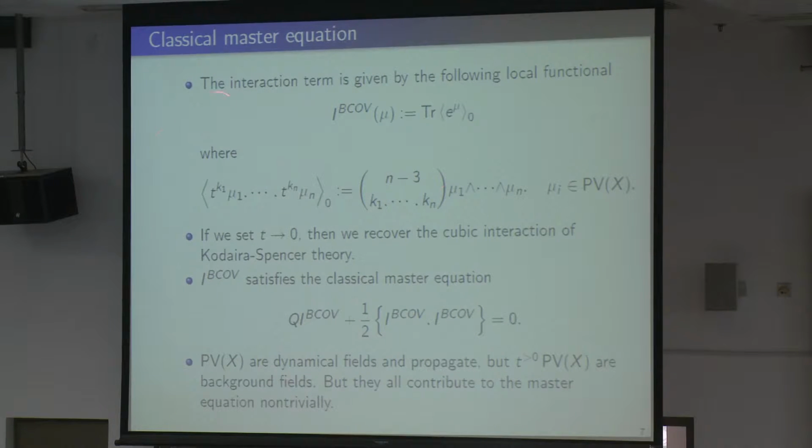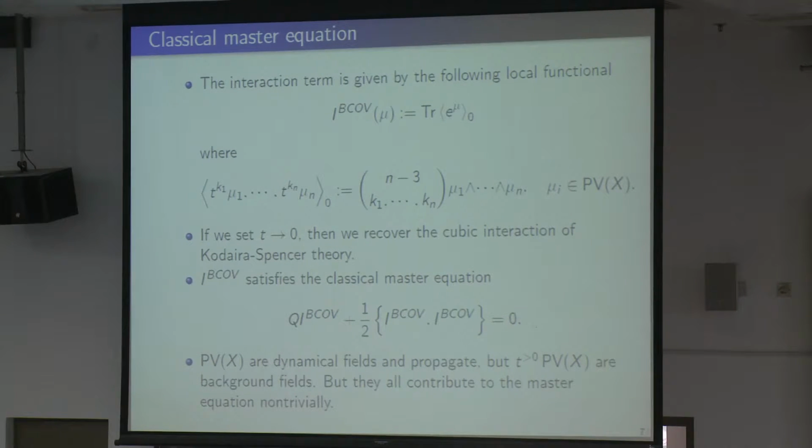And this becomes a local functional on the Calabi-Yau. That's the interaction part. And you see, this interaction has infinitely many terms. If you look at the leading term, by freezing the descendant, let's set t goes to 0, only the leading term when n equals 3 contributes, and that becomes the original Kodaira-Spencer cubic interaction. That's why we say it's an extension. And remarkably, this formula satisfies a version of the classical master equation. I will say a little bit more about this later.